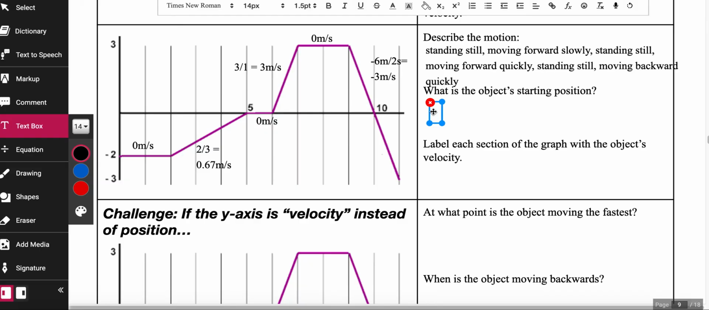My starting position is, so my x0 is equal to negative 2 meters. Again, for starting position, we are just looking at our y-intercept.